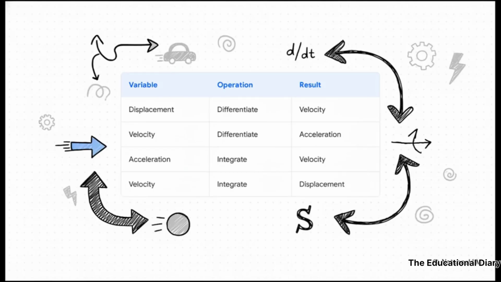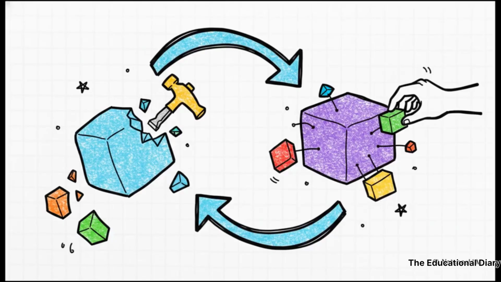And the absolute beauty of this math is that it works in reverse too. If you integrate acceleration, meaning you find the area under the curve, you step right back up to velocity. Integrate velocity and boom, you step back up to displacement. Now what's really cool is how simple the rules actually are.